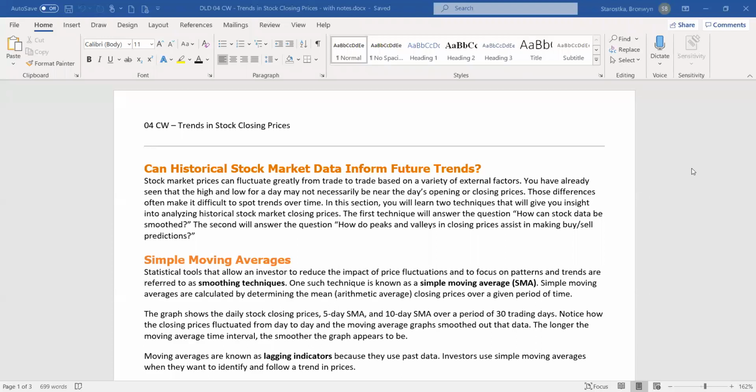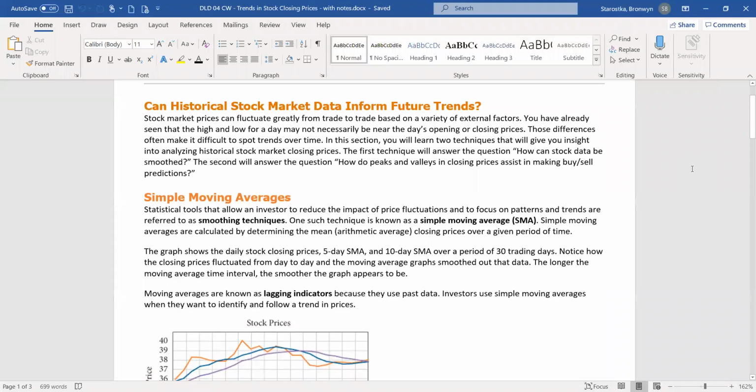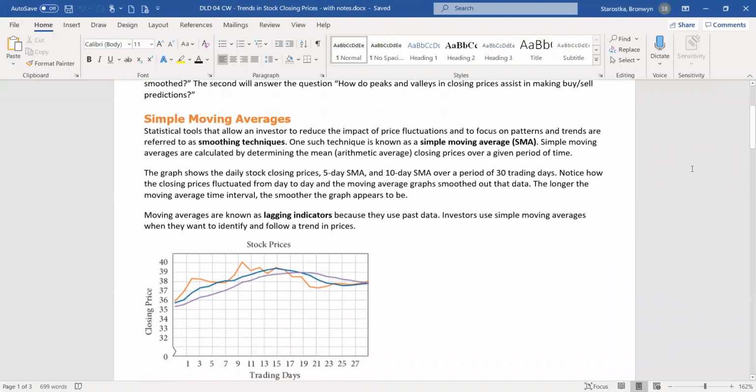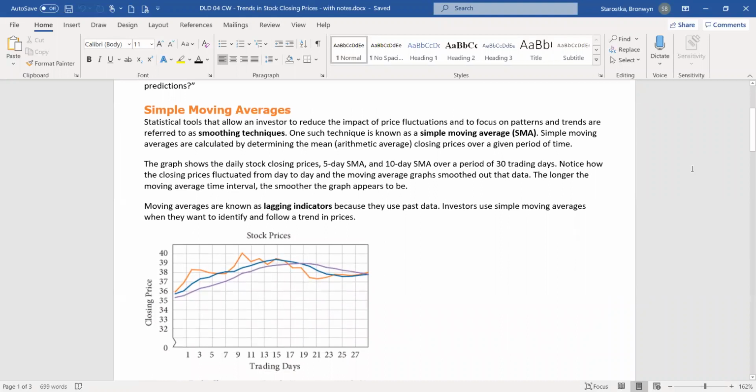So in this section, you're going to learn two techniques that will give you insight into analyzing historical stock market closing prices. Actually, we're only going to do the first technique. We're not going to do the second half of this chapter here, or this section. We're going to look at simple moving averages. So you know what an average is.